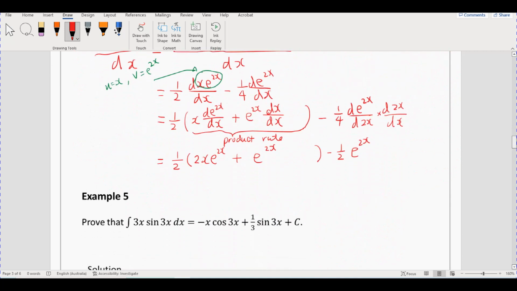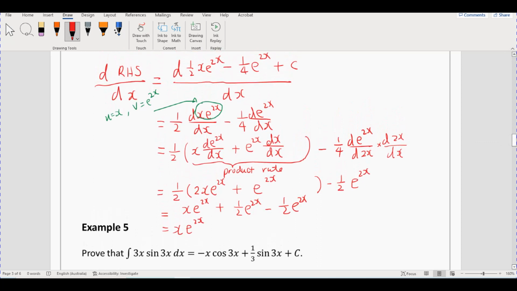Okay, so let's write the whole thing, all right? So I multiply that half into the bracket. So I'm going to have x e to the power 2x plus half e to the power 2x minus half e to the power 2x. Okay, so the last two terms just cancel out. All right, so let's see.